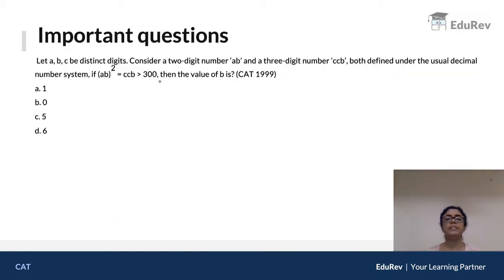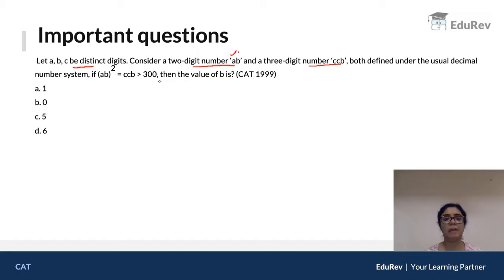Okay. This is also one of the CAT questions. Now what does it say? Let A, B, C be distinct digits. Consider a 2-digit number AB and a 3-digit number CCB. So you have a 2-digit number AB and a 3-digit number CCB.